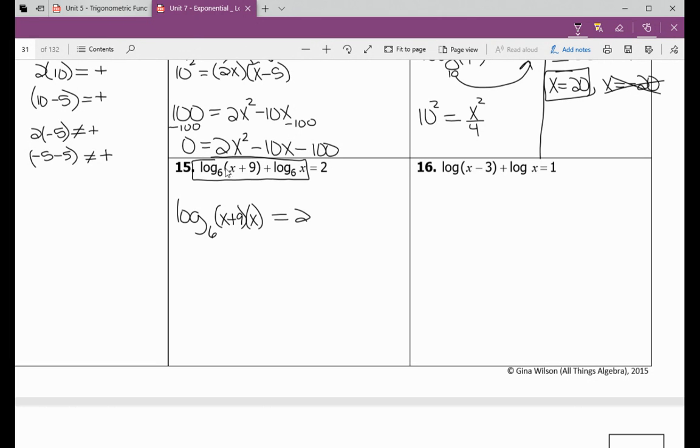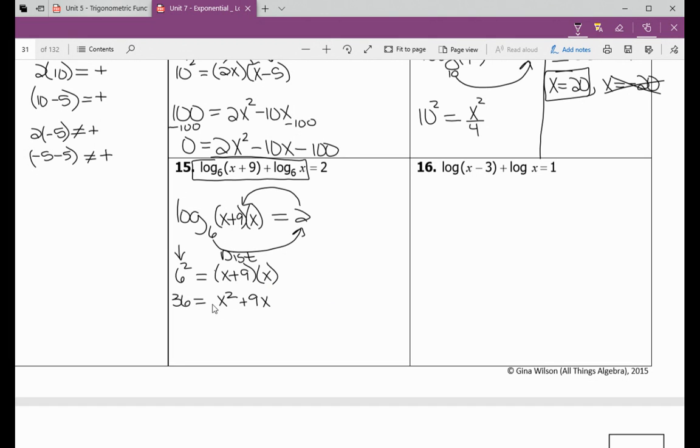Notice how I started with 2 logarithms. I now have 1 logarithm. Once you get those combined down to 1 logarithm, we're going to raise 6 to the 2nd power, and that is going to equal all of this. So 2 things I have to do. I'm going to square 6, which is 36, and I'm going to distribute the x. So x times x is x squared, and x times 9 is 9x.